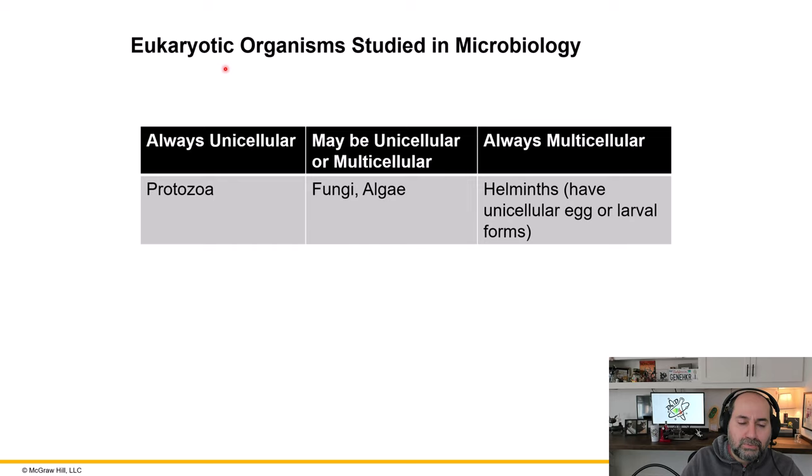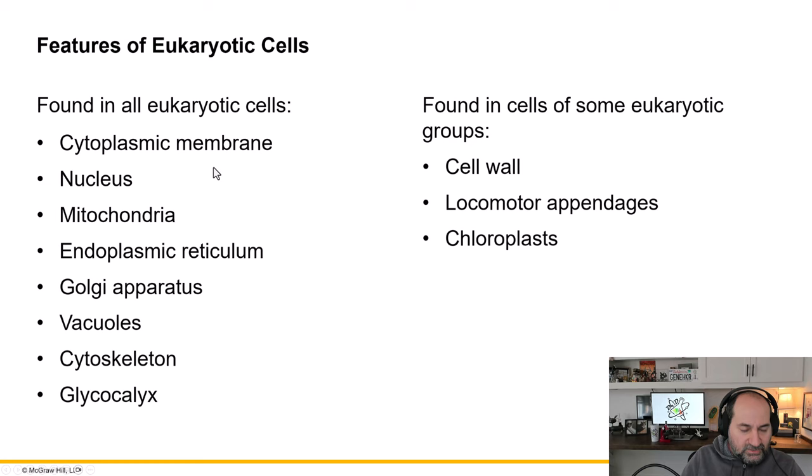And remember, with eukaryotes, there are multicellular eukaryotes like you and me, the animals. There are also plants, but there are eukaryotes that are always unicellular. These include the protozoa. There are eukaryotes that may be unicellular or multicellular, including the fungi and the algae. And then there are eukaryotes that are always multicellular, like the helminths. Remember, helminths are worms, and it's usually the egg or the larval form that infects the human. And that's somewhat small, right? That's microscopic.